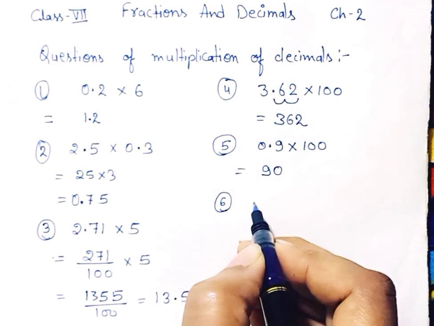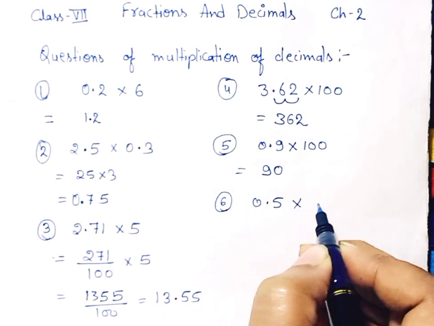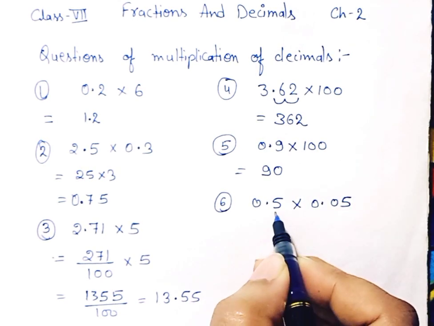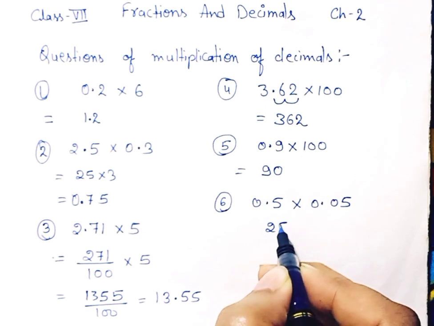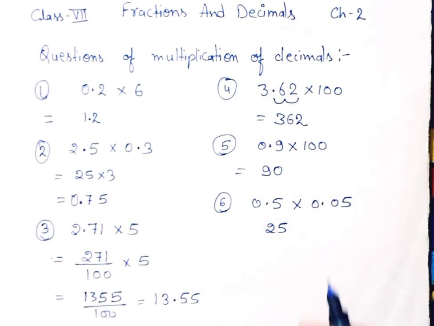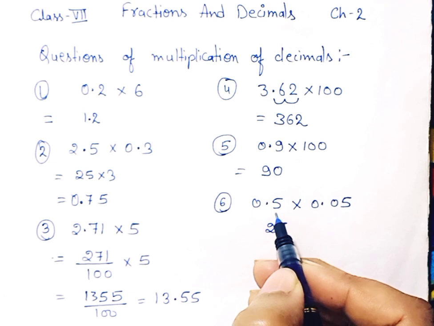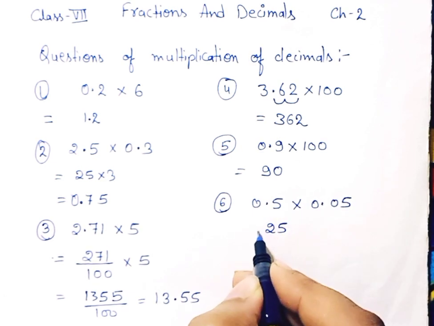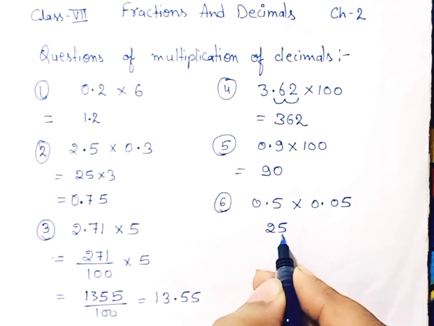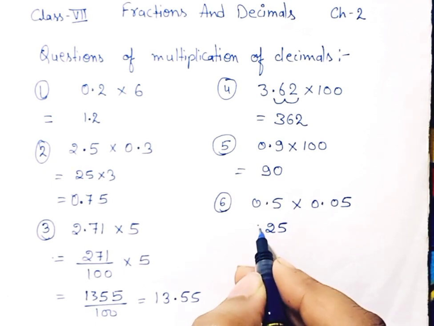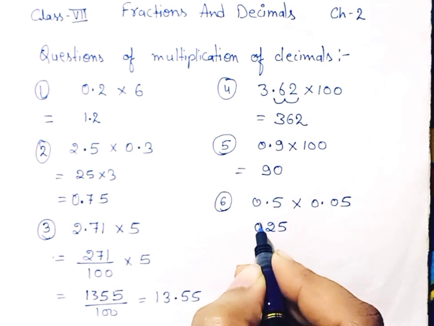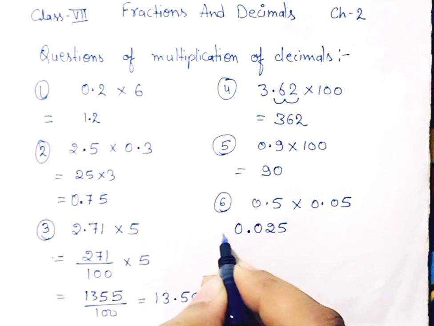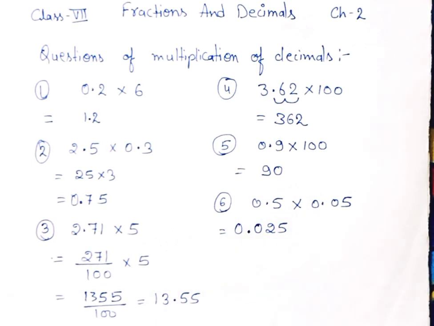Now the sixth question is 0.5 multiplied by 0.05. You will again multiply 5 and 5, which gives you 25, and now count the number of digits present after the decimal. Here it is 1, 2 and 3. So we'll put the decimal after the third place. First, second and third. If we don't have the third digit, we'll write a 0 over here and we'll again put the 0. So here the answer will be 0.025.